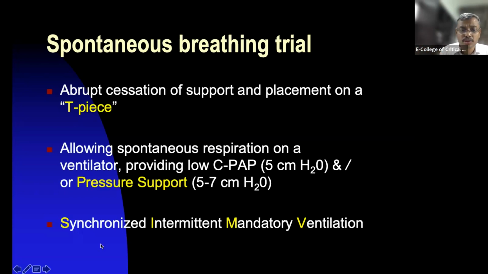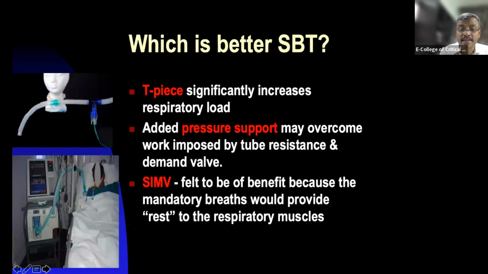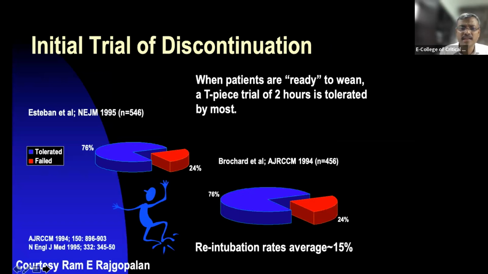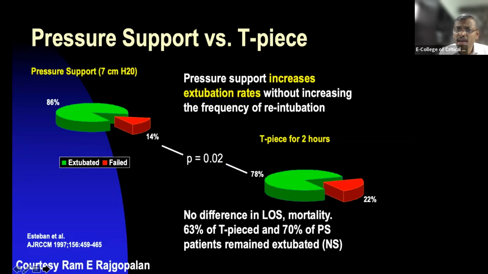That's it. So the T-piece was the weaning trial earlier, but nowadays I can say directly it's contraindicated. These are the three, which is the better. So many trials have come with this. This is the Brochard trial. Esteban and Brochard are the two people. When they compared T-piece and pressure support, they found that T-piece and CPAP with pressure support are both equally okay.